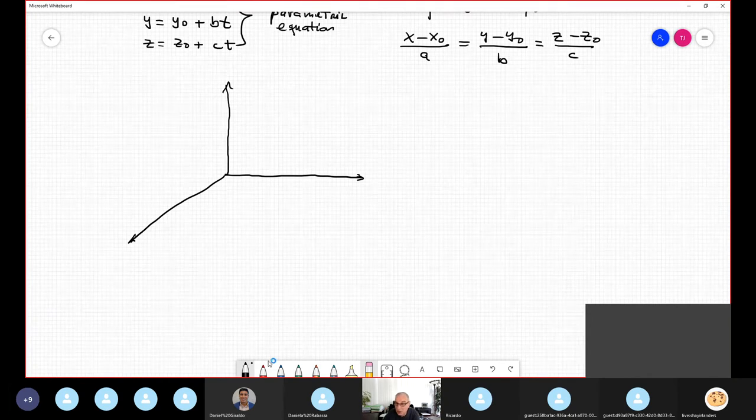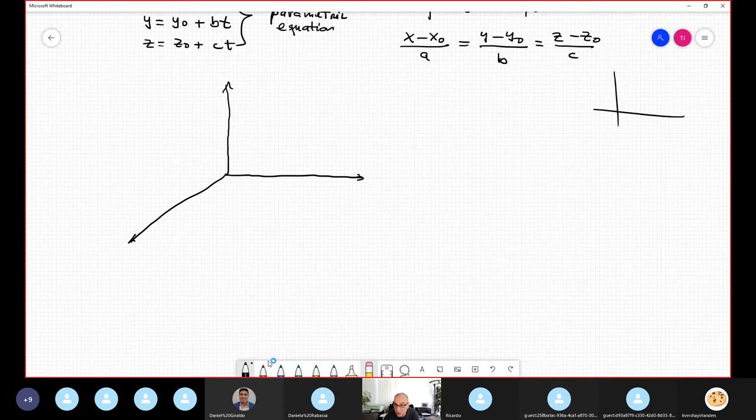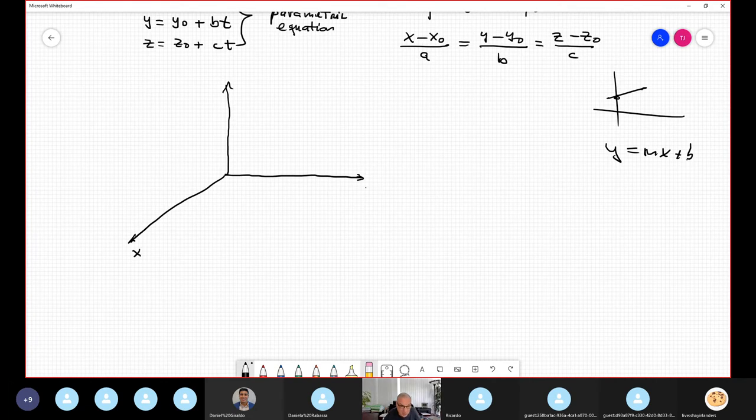It's similar to 2D. In 2D, remember the equation for the line y equals mx plus b. b represents one point, which is the y-intercept, and m represents direction, which is the slope. So in 3D it's similar, but it's vectorial. Let me see plane now. Plane is different, totally different. Plane is something like that. Boom. It's a plane. Using your imagination, it's a plane.